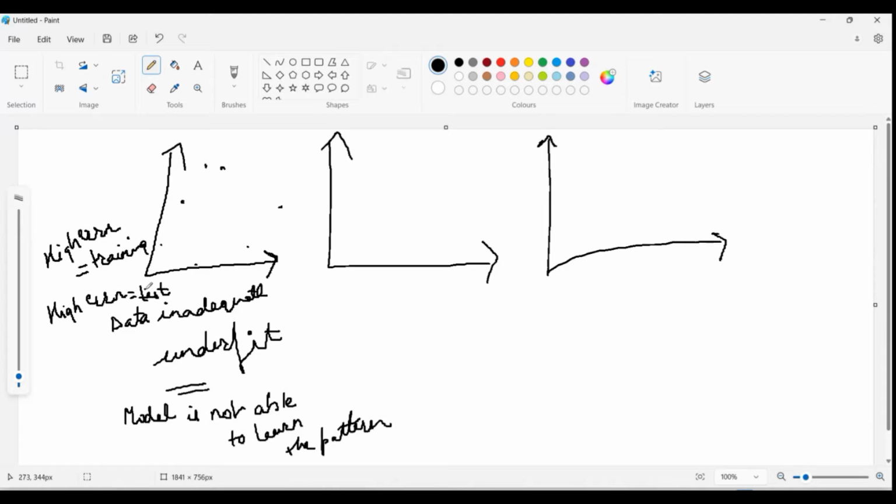Why? Because in a supervised learning algorithm, we give X and Y both. So yes, there's a high error in the training data set, and a high error in the testing data set. That means the model is not able to learn the pattern. And to avoid this underfitting, what do we do? We add more data, right? Because the data is inadequate here.